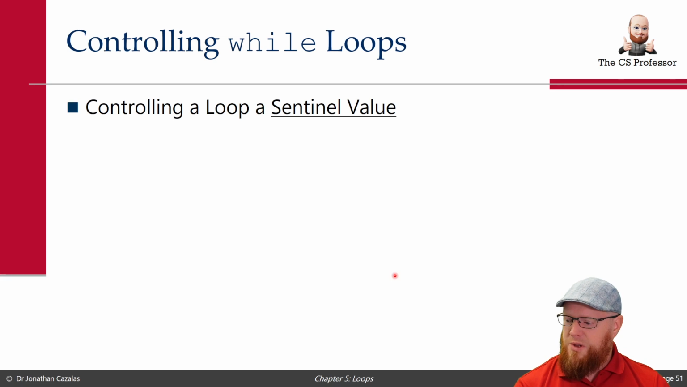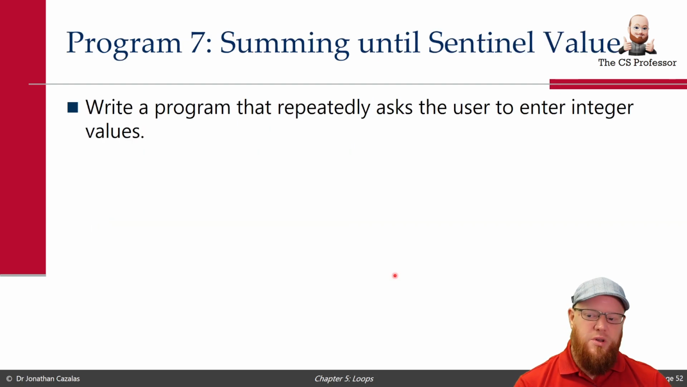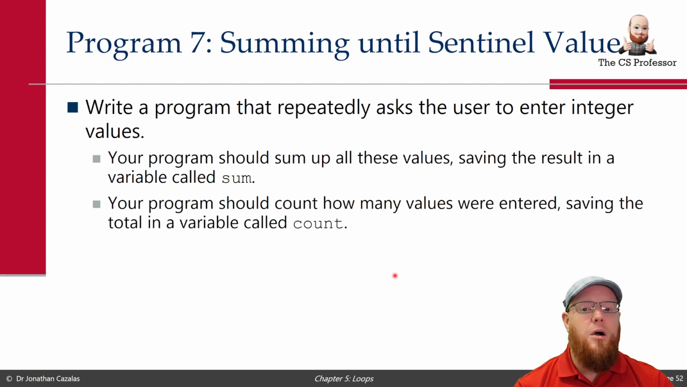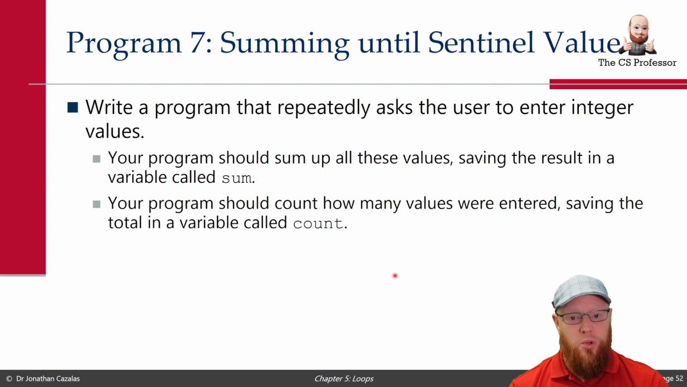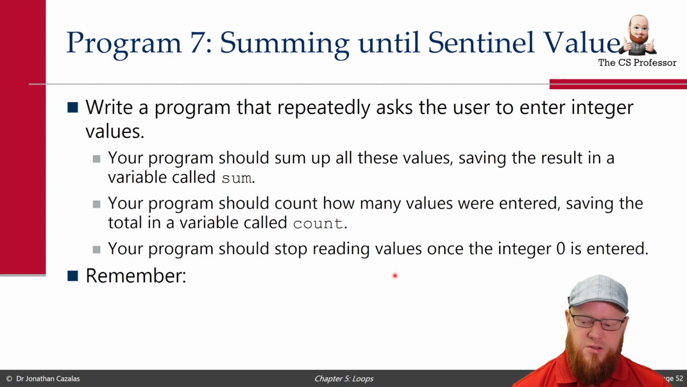Another means of continuing the loop is using a sentinel value, designating a special input that will be used to stop the loop. So consider this following example. If we want to write a program that will repeatedly ask the user to enter an integer, your program should sum up all of those values, saving the result into a variable called sum. Your program should also count how many values were entered, saving that amount into a variable called count. And then finally, your program should stop reading values as soon as the user enters a 0.